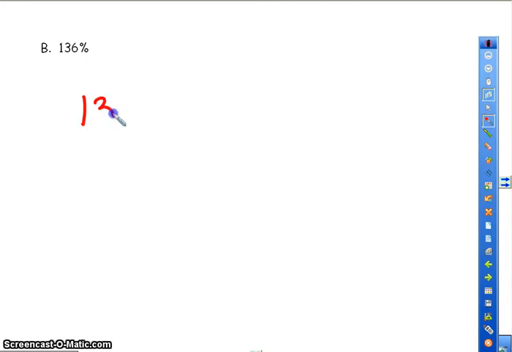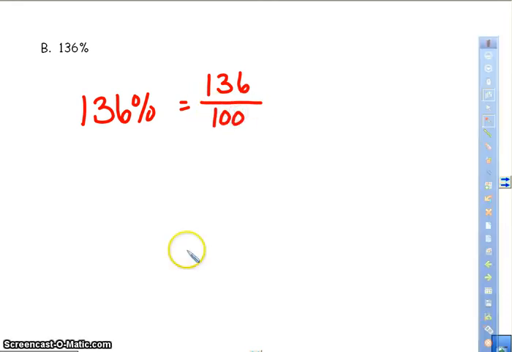136%. Now, no matter what, we know every percent is being compared to 100. So this is an improper fraction. We do not want our decimal to be an improper fraction. There's no such thing as 136 hundredths, so I can't put 0.136. So I'm going to change this to a mixed number.